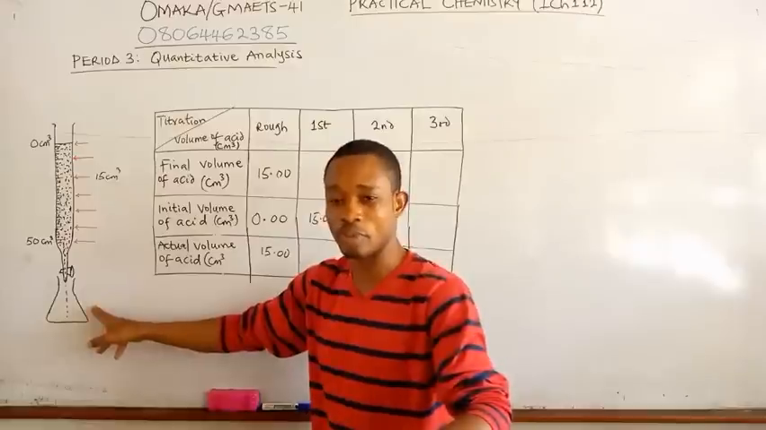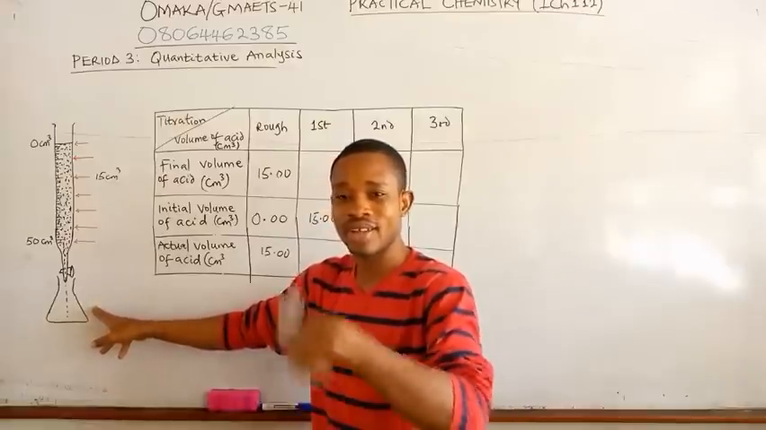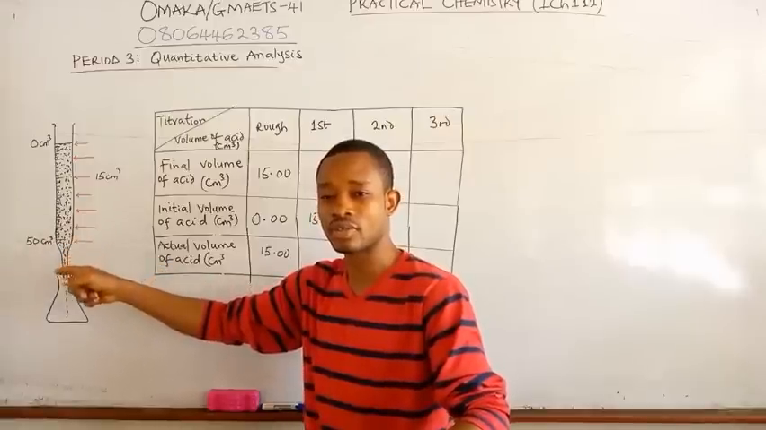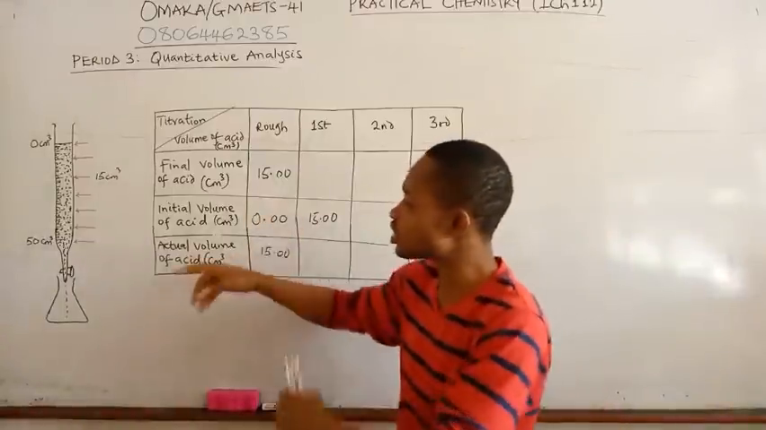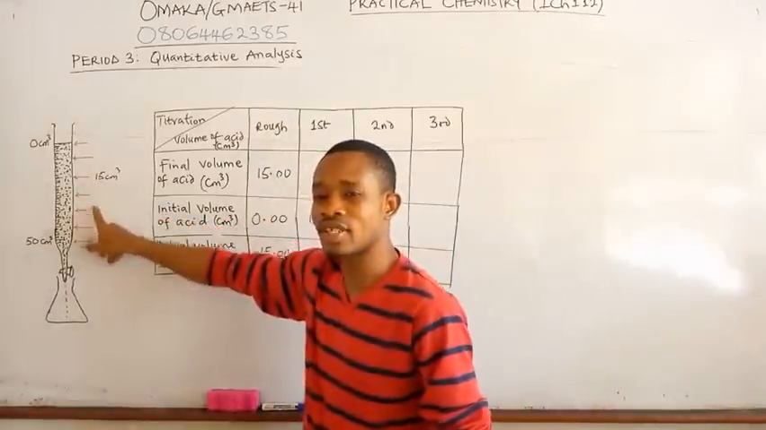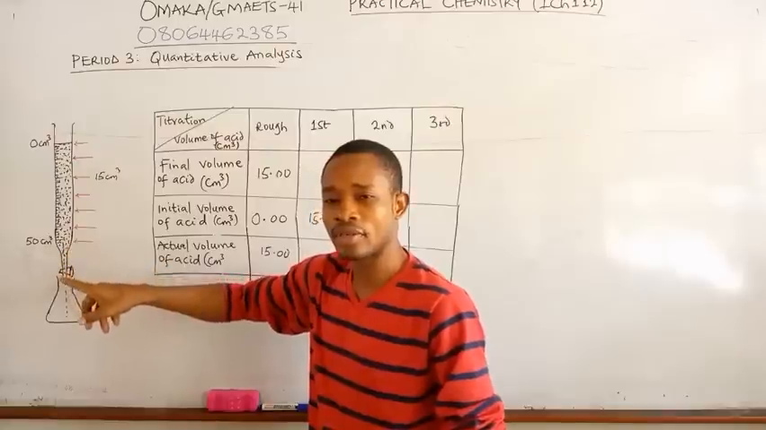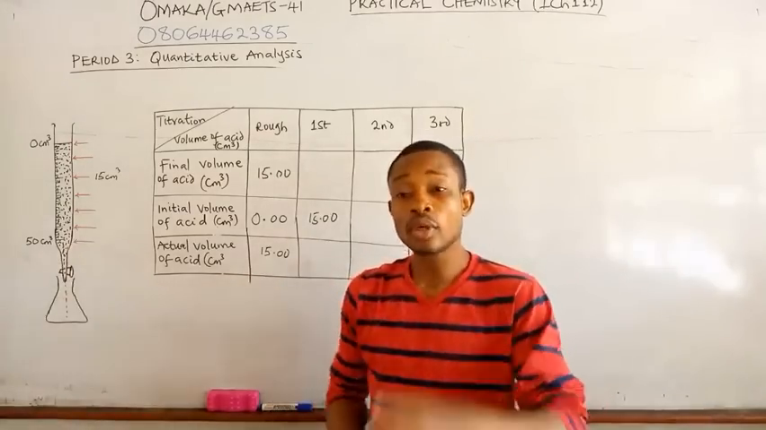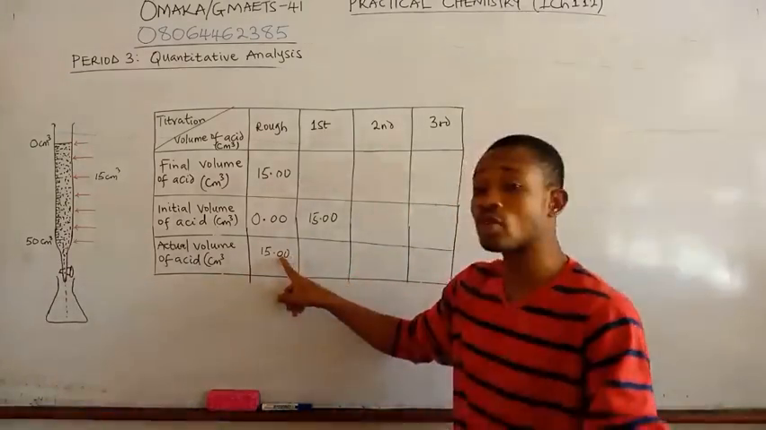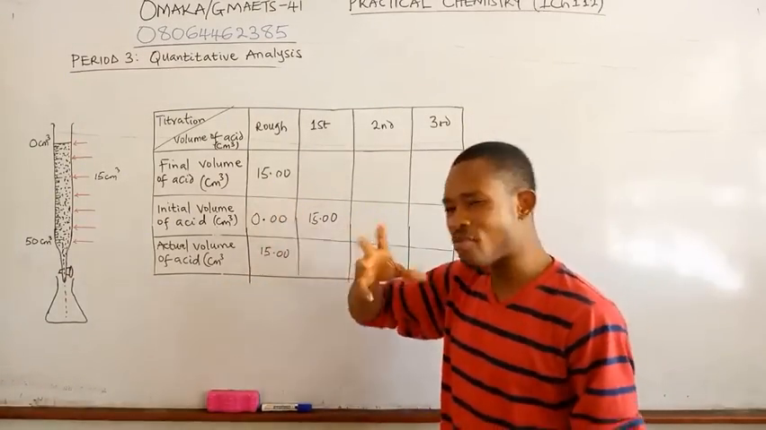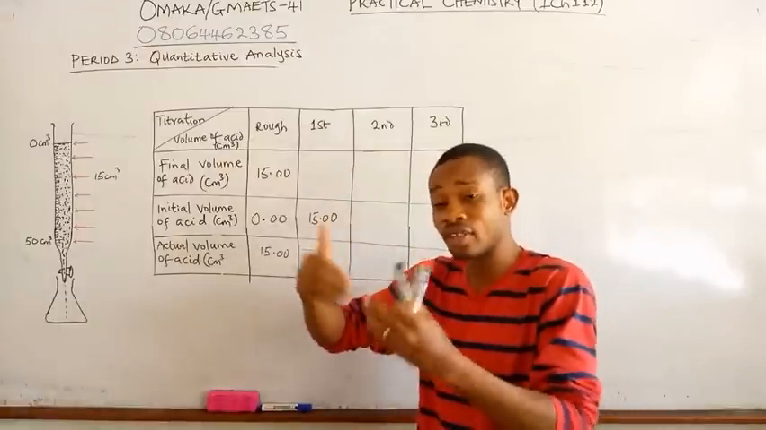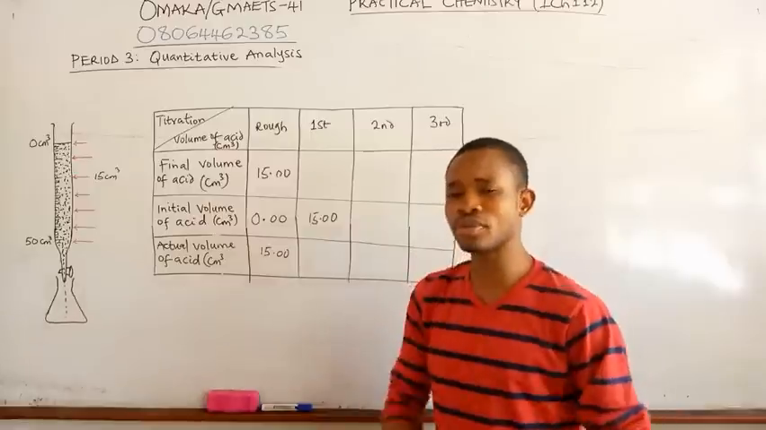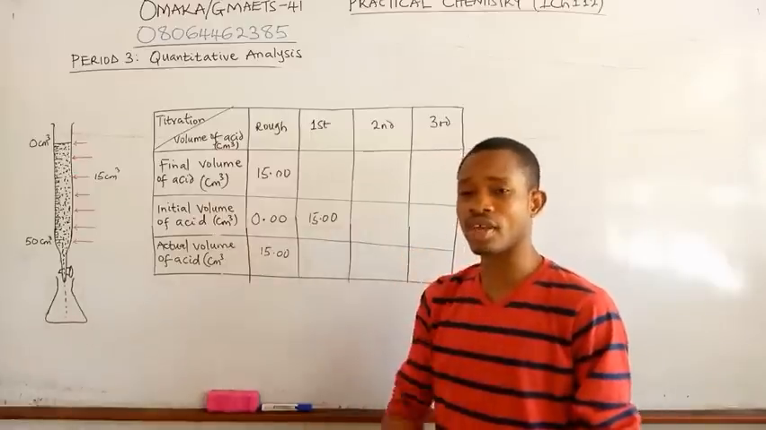Then again, pipette your base, add your indicator, and continue the first titration. Now, let us assume that while you're running from 15, the burette reading is getting up to, let's say, 25 to 30. You want to be very careful. Remember, 15 cm cube changed the color, so around 12, 13, 14, the volume of acid used should be able to change color as well. So you need to be careful at that point.